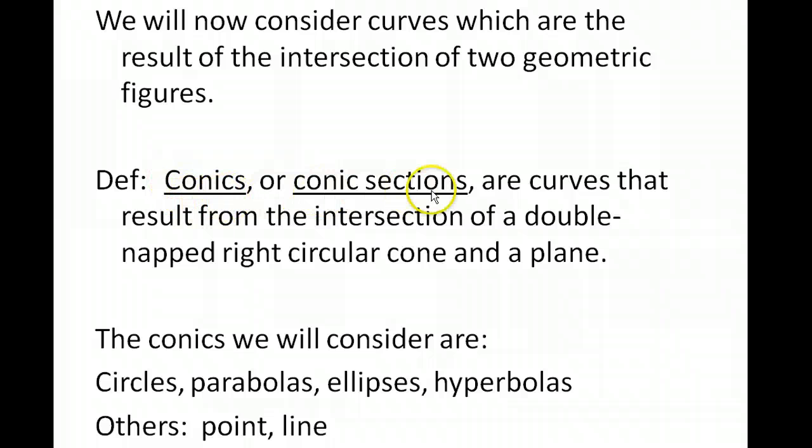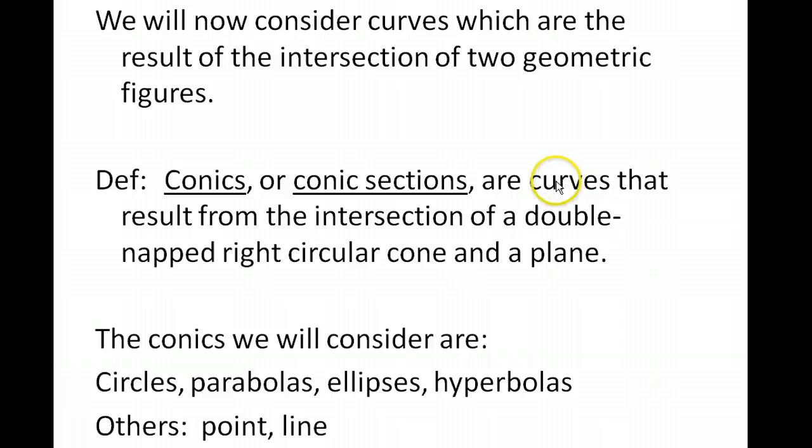Conics or conic sections are curves that result from the intersection of a double napped right circular cone and a plane. The conics that we're going to consider are circles, parabolas, ellipses, and hyperbolas. But there are other conic sections, a point, a line is an example. Intersecting lines are also an example of a conic section. But these are the four that we're going to be focusing on.